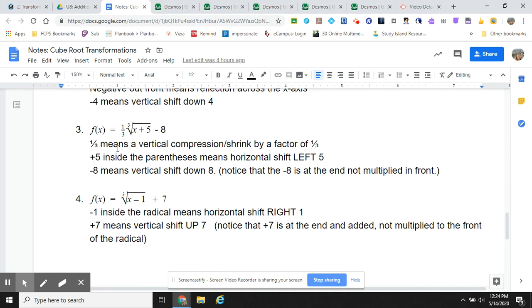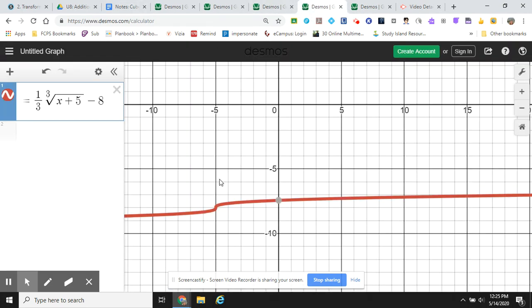Number 3, the 1/3 out front makes it a vertical shrink. The +5 inside the parentheses makes it move left 5. The -8 outside means a vertical shift down 8. And once again, my disclaimer is pay attention that -8 is outside that bracket. So that's an up, down. And this is what that one looks like. Look how skinny that made it.